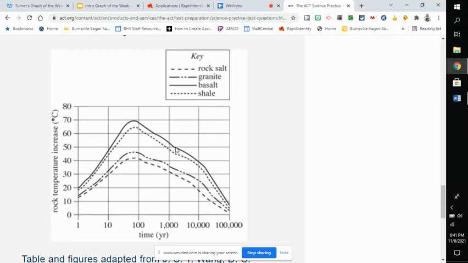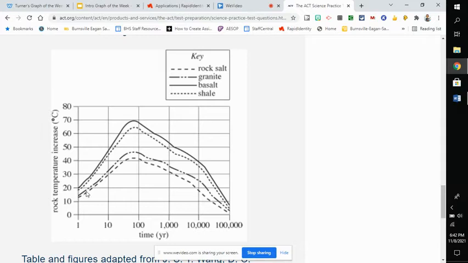When you look at a graph, take a look at the axes. The x-axis here is in years: 1 year, 10 years, 100 years, 1,000 years, 10,000 years, 100,000 years. Notice how it goes up by a factor of 10 each time. The y-axis is labeled rock temperature increase in degrees Celsius. So to interpret this graph, they're saying how hot should the rock get over the next several years because of the spent fuel, the radiation.